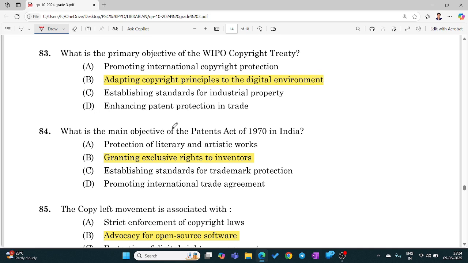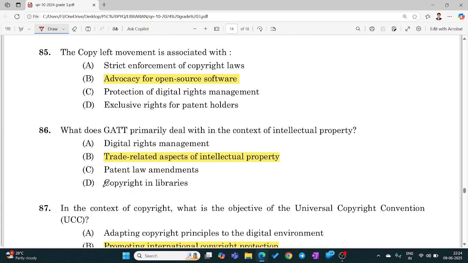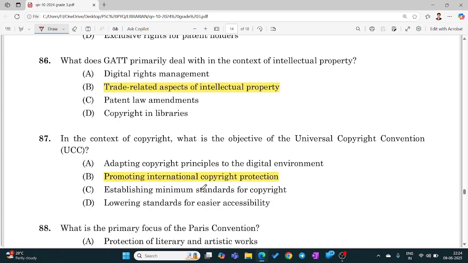What is the main objective of the Patents Act of 1970 in India? Granting exclusive rights to inventors. The copyleft movement is associated with advocacy for open source software. What does GATT primarily deal with in the context of intellectual property? Trade related aspects of intellectual property.